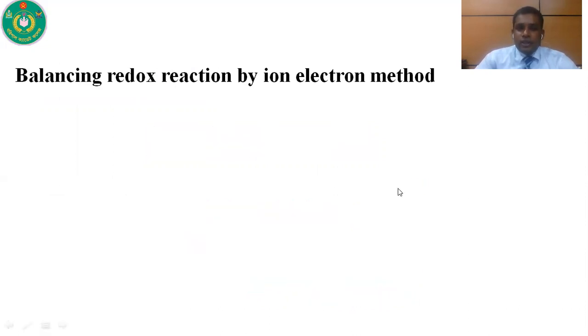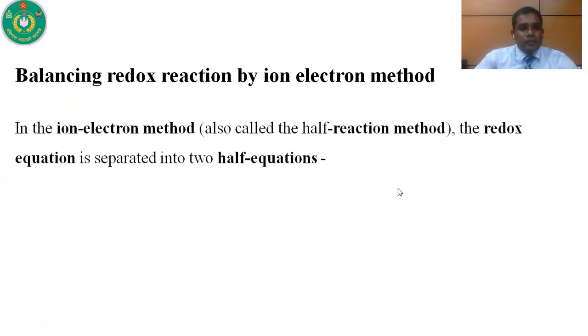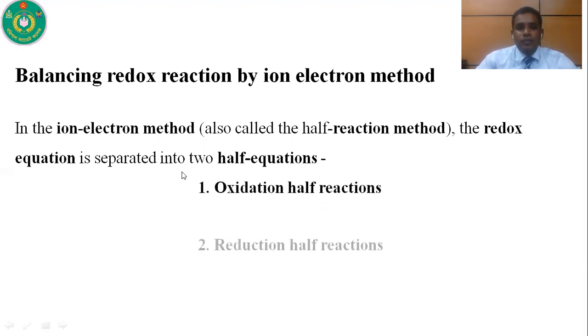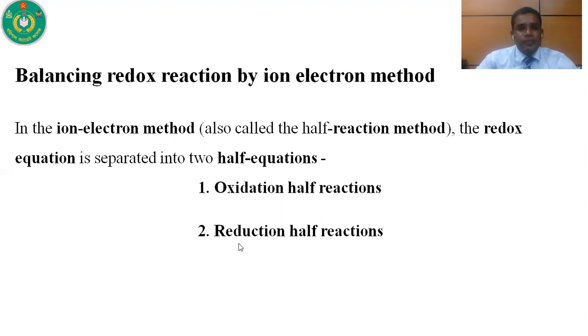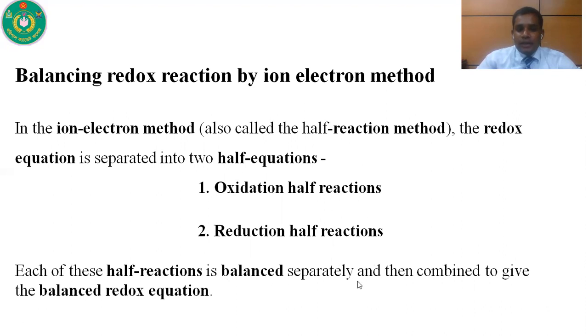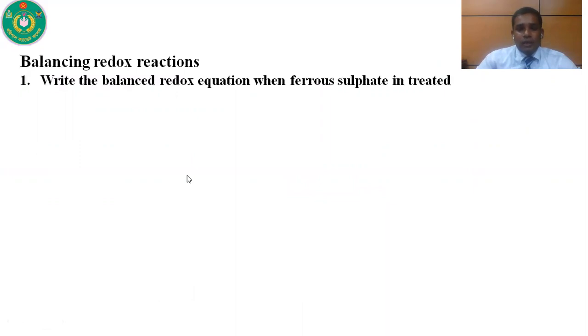Now, balancing redox reaction by the ion electron method. For your better understanding, I want to say that the ion electron method is also known as the half reaction method. The redox equation is separated into two half equations. One is the oxidation half reaction and number 2 is the reduction half reaction. Each of these half reactions is balanced separately and then combined to give the balanced redox equation. So firstly, we separate the oxidation half reaction and reduction half reaction, then by combining these two, we get the balanced redox equation.